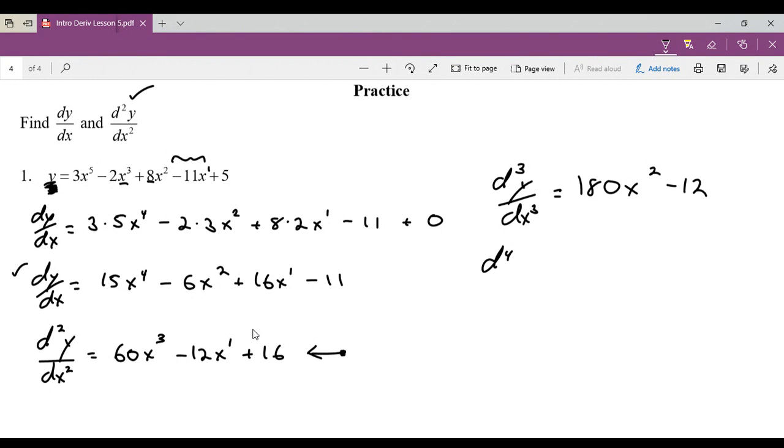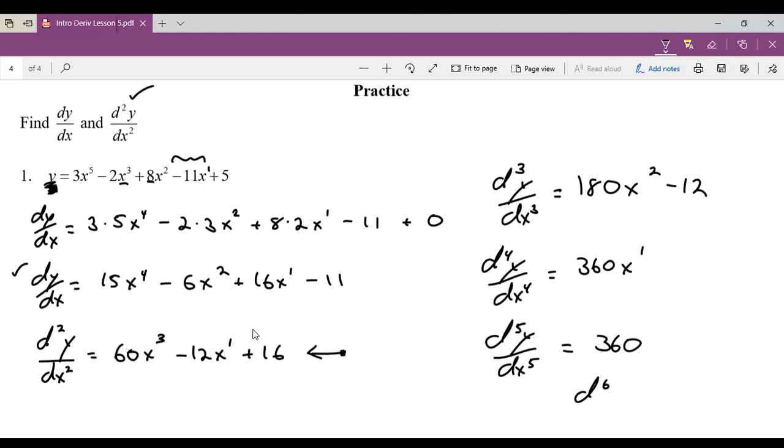If I wanted the fourth derivative, that's going to be what? 360x to the 1 minus 0. If I wanted the fifth derivative, that would just be 360. And if I wanted the sixth derivative, and really the sixth derivative and on, what would they all be? Well, the derivative of a constant is 0. So that's actually kind of an interesting little thing to make a note of: if you are dealing with a polynomial, if you keep taking the derivative, eventually you're going to get 0, okay?